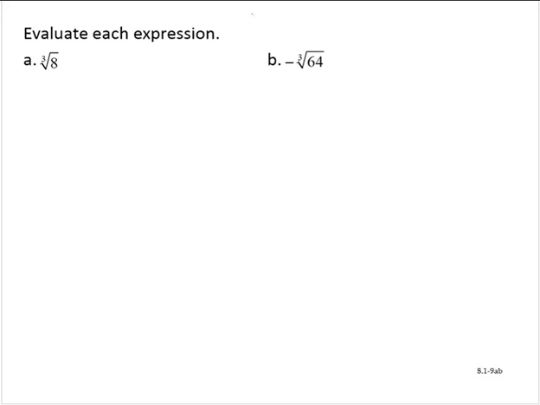Evaluate each expression. In exercise A, we have the cube root of 8. Notice that this is different. In all the examples we've had before, we had something that just looked like, say, this. This was a square root. Now, it's understood, though rarely written, that there's a number 2 in what's called the index in that expression.